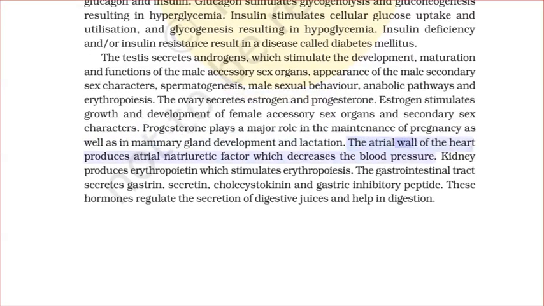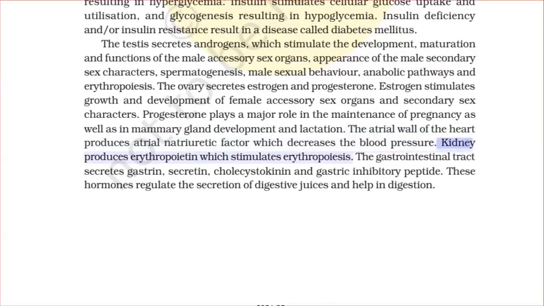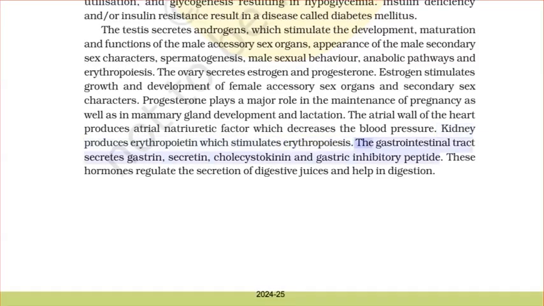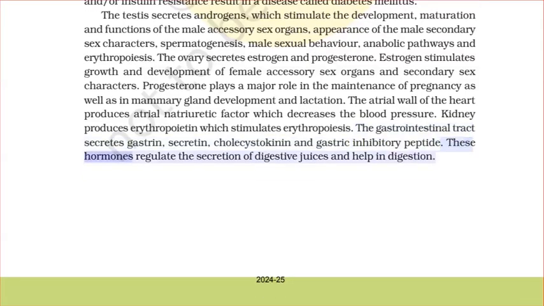The atrial wall of the heart produces atrial natriuretic factor, which decreases the blood pressure. Kidney produces erythropoietin, which stimulates erythropoiesis. The gastrointestinal tract secretes gastrin, secretin, cholecystokinin, and gastric inhibitory peptide. These hormones regulate the secretion of digestive juices and help in digestion.